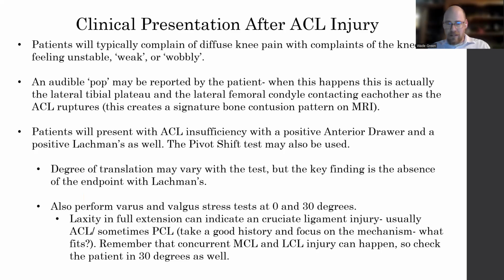Take a good history, listen to the patient, and focus on the mechanism. What happened? Okay, remember that if somebody falls directly on the knee, they can have a PCL injury. With a PCL, they can translate a lot more with the maneuver, but they'll have an endpoint. With an ACL, they will not have an endpoint, right? And that endpoint will be asymmetric when compared bilaterally.